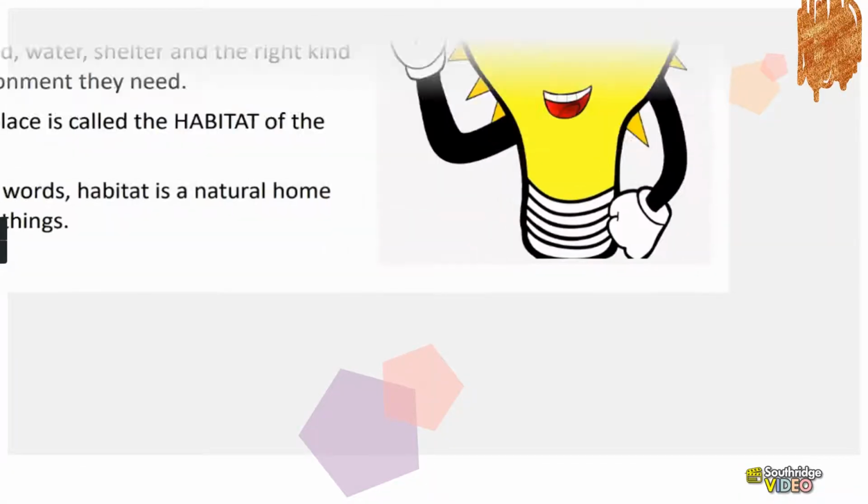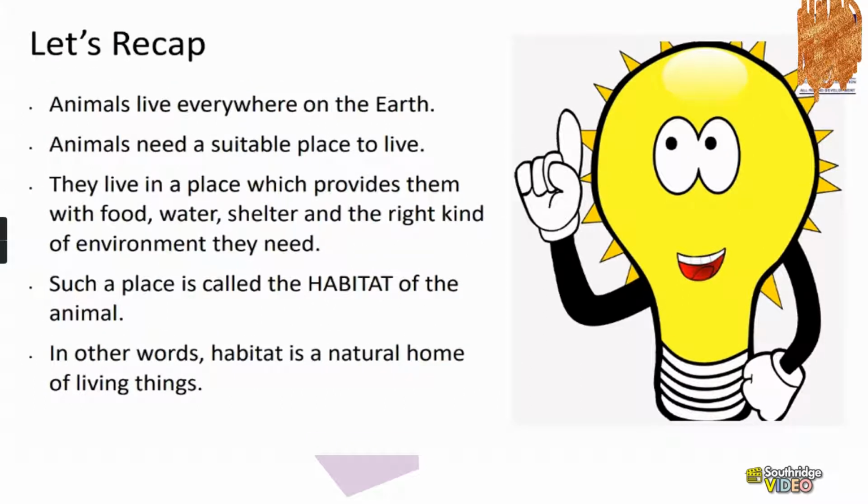First, let's recap what we know. We know that animals live everywhere on the earth. Animals need a suitable place to live. Exactly. They live in a place which provides them with food, water, shelter, and the right kind of environment they need. They also live in a place which fulfills all their requirements, and so they live in a place in which they feel comfortable. Such a place where they feel comfortable and they get all their requirements is called the habitat of the animal. In other words, we can say that habitat is a natural home of living things.